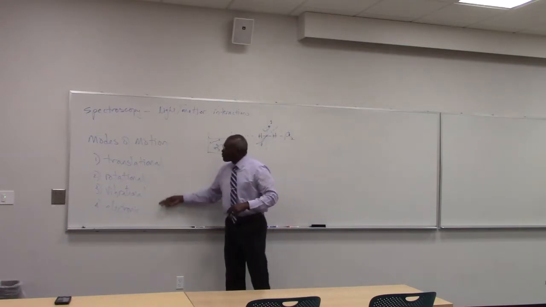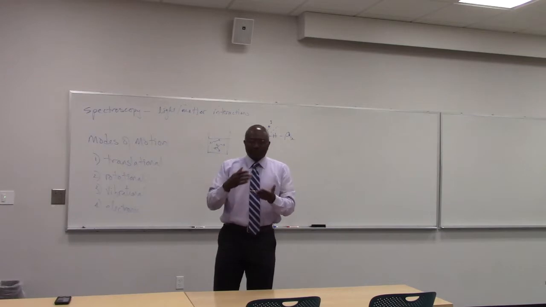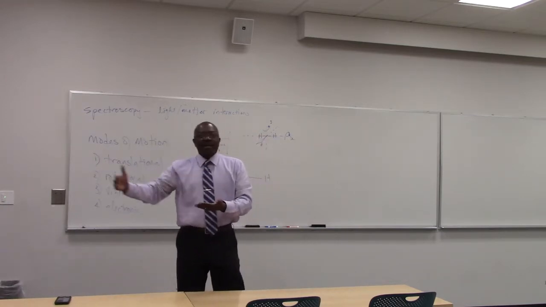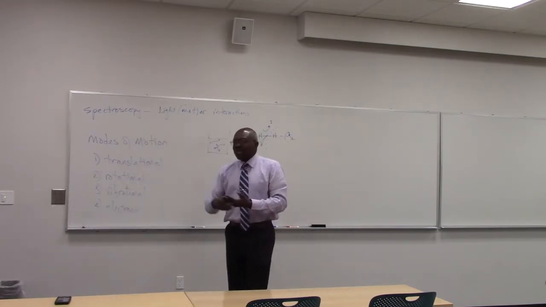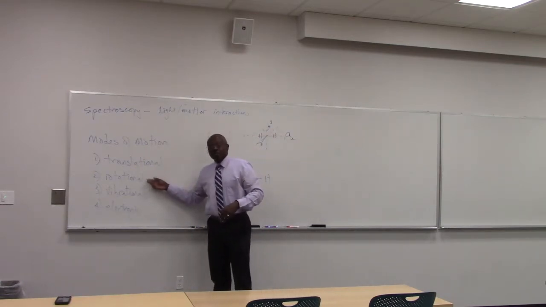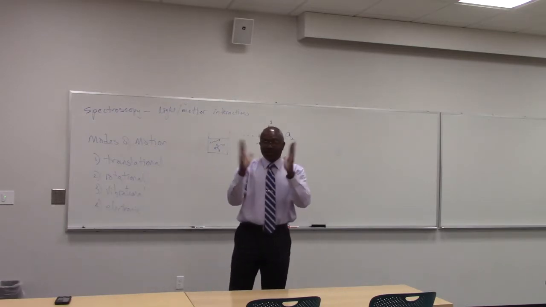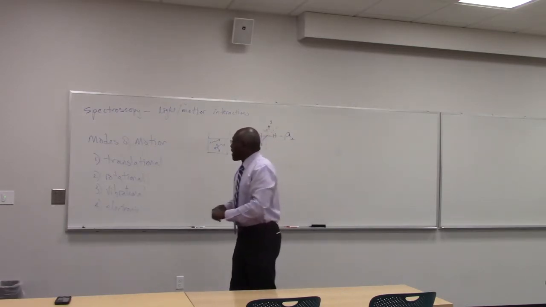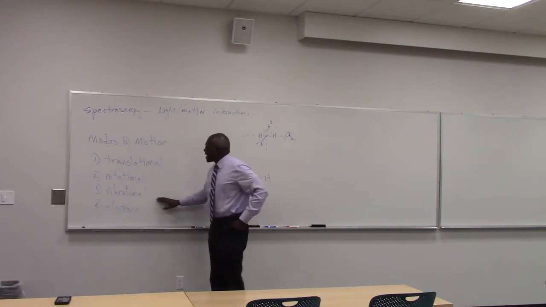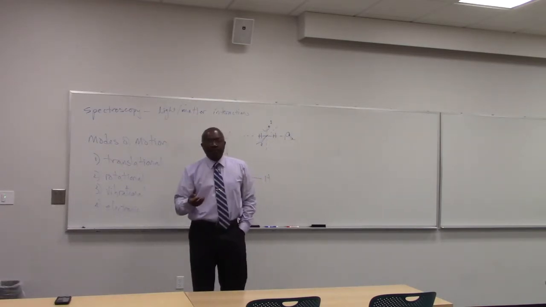So these first three are mechanical motions, right? I move from point A to point B, and there's potential energy and kinetic energy involved. Same thing is true of rotational and vibrational. We're moving from potential to kinetic and maybe back, right? So while these first three modes of motion are mechanical, there is a fourth mode of motion which is electronic.